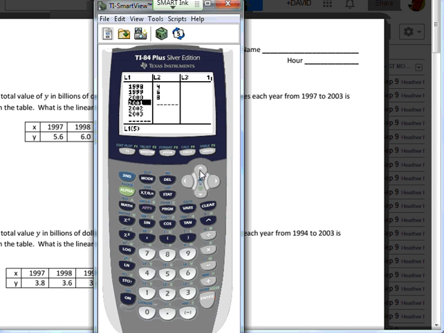Double check yourself, because if you put in one wrong point in your data, your calculator won't know it's a wrong point, and you'll get the whole thing wrong. Okay, list 2, get those numbers in there. 5.6, etc.